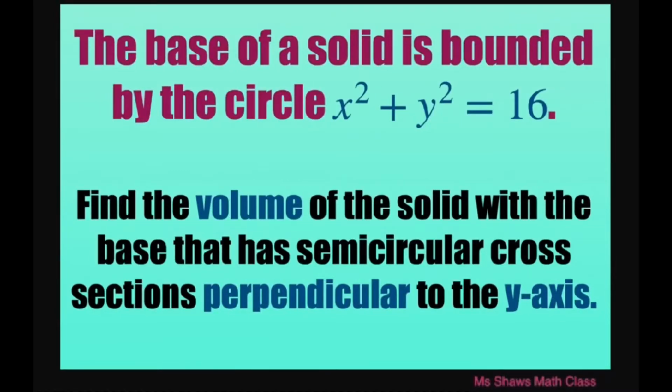Everyone. The base of a solid is bounded by the circle x squared plus y squared equals 16. We're going to find the volume of the solid with the base that has semicircular cross sections, and it's perpendicular to the y-axis.